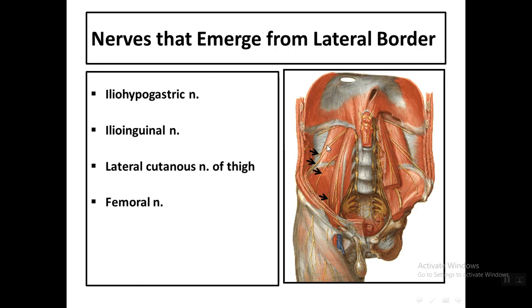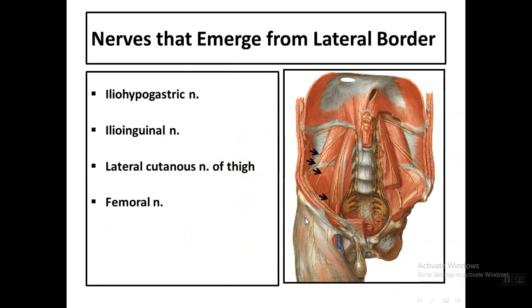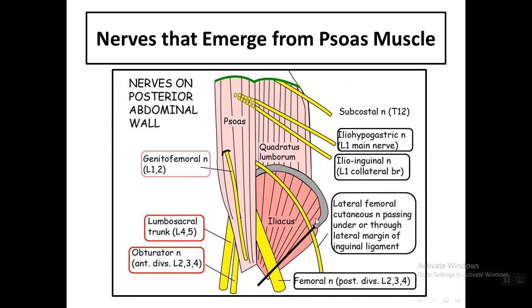These are the iliohypogastric, ilioinguinal, and lateral cutaneous nerve of the thigh, and we can see how it passes in front of the iliacus muscle to the lateral side, below the lateral side of the inguinal ligament, to supply the skin on the lateral side of the thigh. And the femoral nerve passes in between psoas major and iliacus, and then into the femoral triangle below the inguinal ligament.